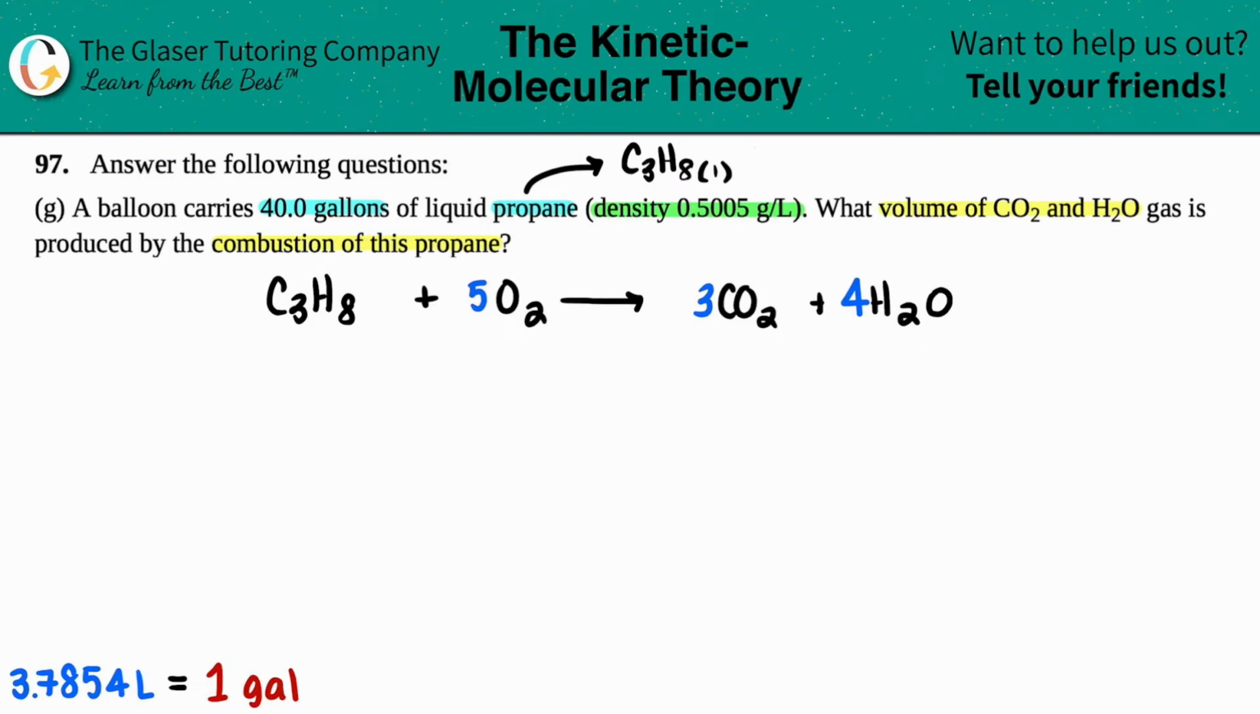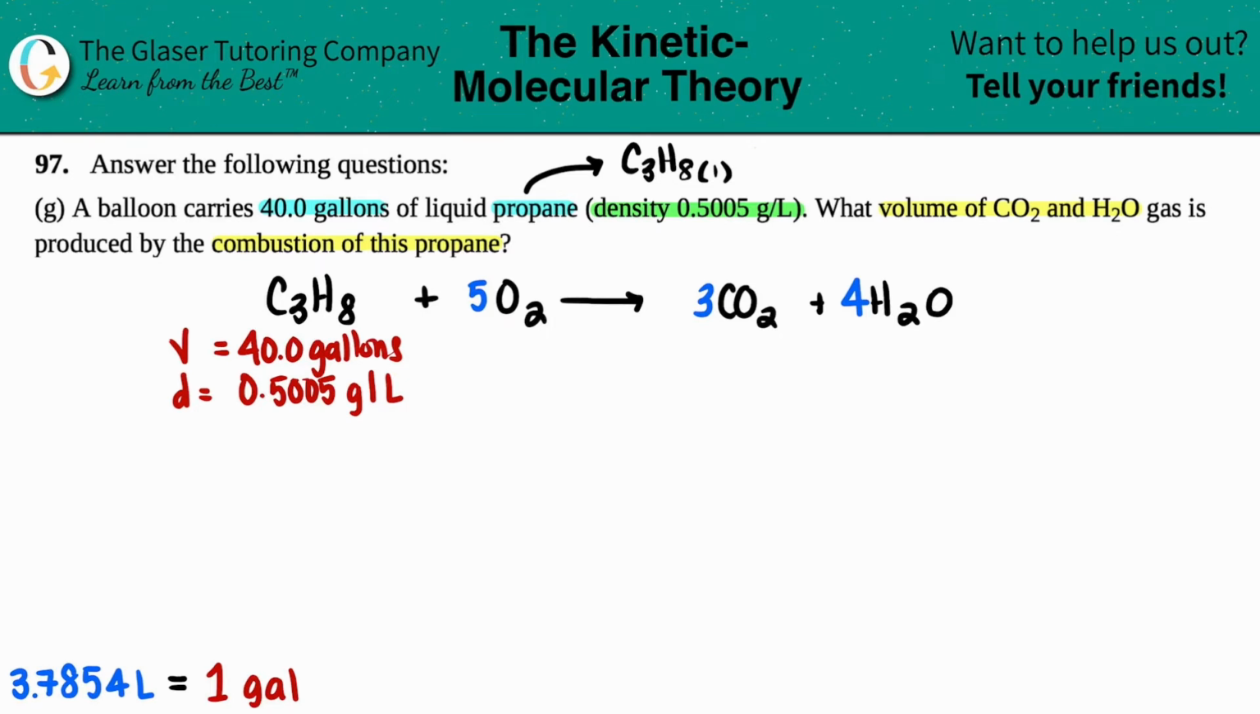All right, now I'm going to write the stuff that we know. So they did tell us that we're starting off with 40 grams. Actually, what? 40 grams? 40 gallons. So I have 40.0 gallons of this stuff. That's the fuel to propel the balloon into the atmosphere. And they gave us a density, right? Remember, gallons is a volume. And they gave us a density, so let's just write it out: 0.5005 grams per liter. Okie dokie.